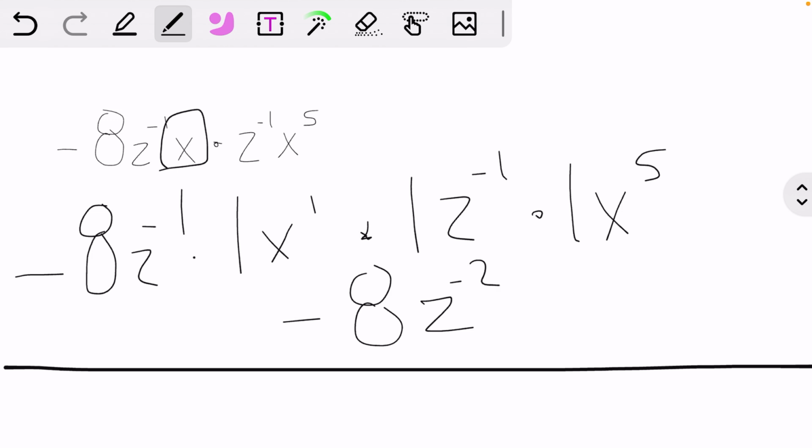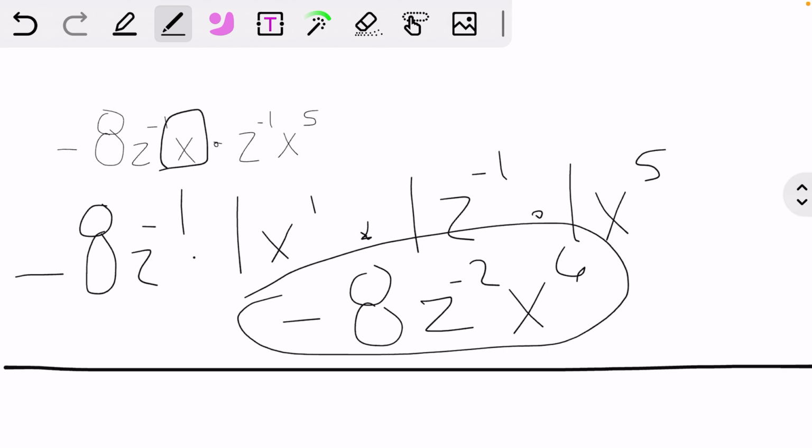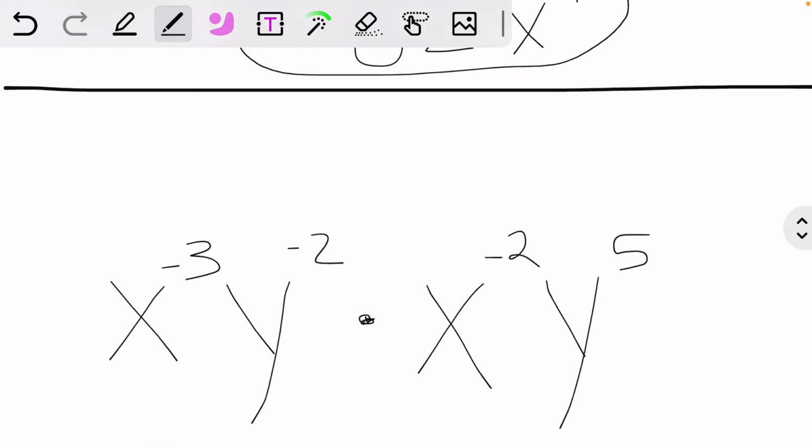And the final step is to combine the last variable and its exponents. The last variable is just x. And we got x to the first and x to the fifth power. So of course the variable stays the same, and we combine 5 and 1 to get 6. And this right here is our result. So moving on.